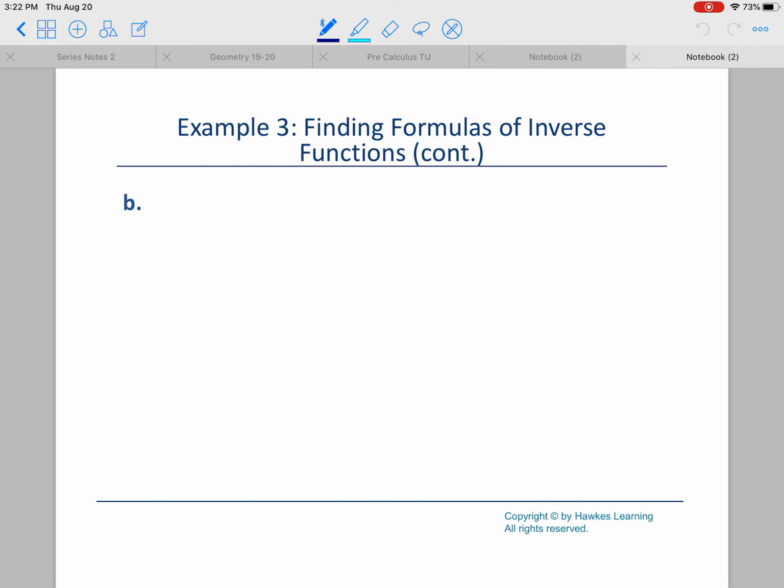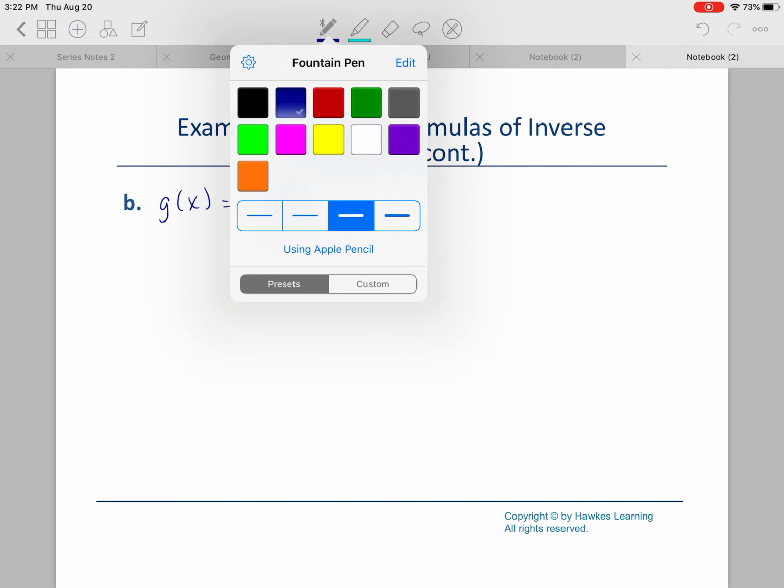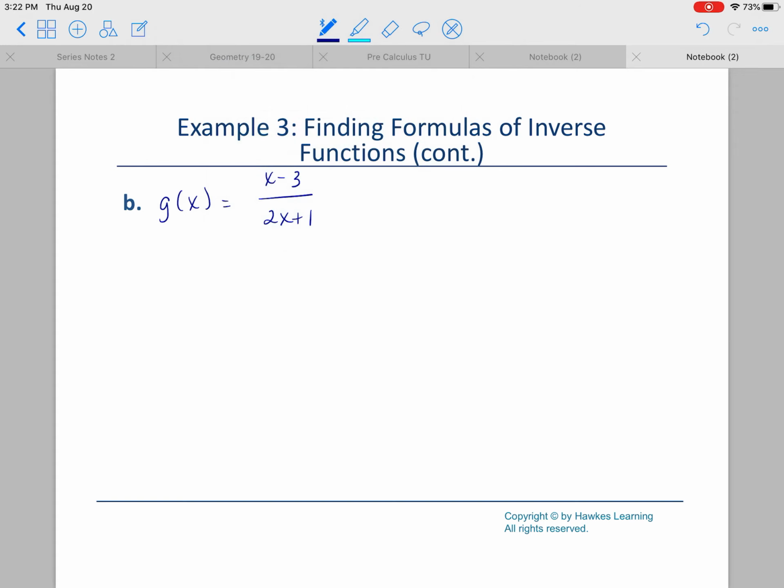Okay, let's look at b together. b was g of x equals x minus 3 over 2x plus 1. Okay, first step. I'm going to take out the g of x and I'm going to replace it with y. y equals x minus 3 over 2x plus 1.